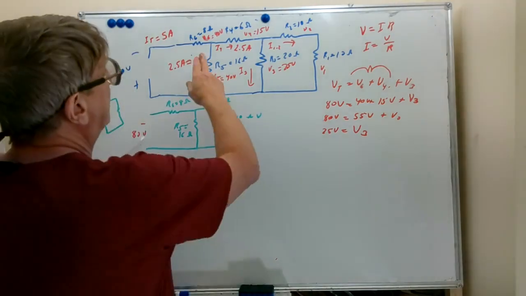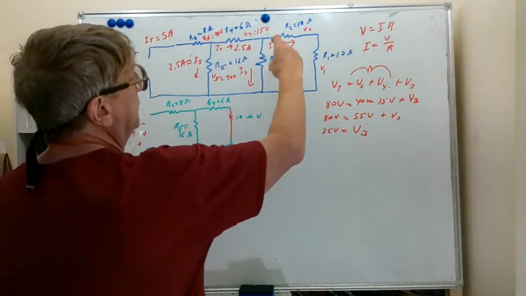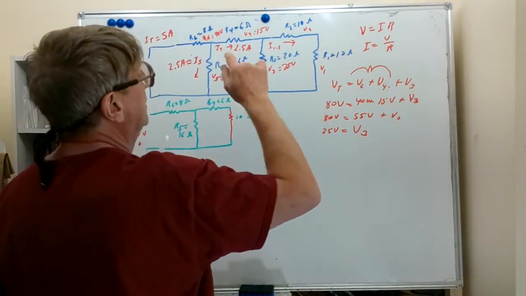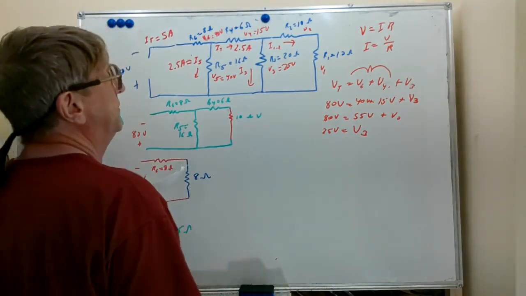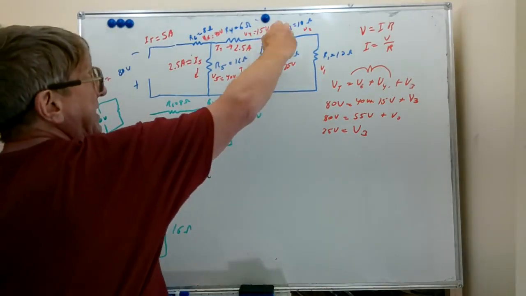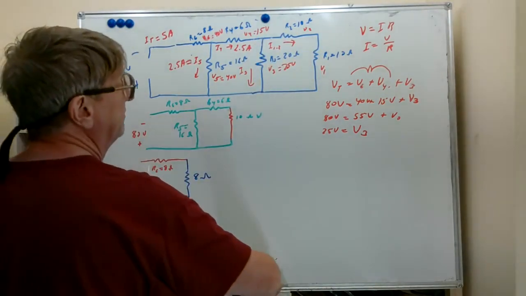So we have current coming in here, 2.5 amps. We don't know current here, we don't know current here. We know all these resistances. We'd like to know the way the current divides up so we can calculate voltages and what's left of the circuit.